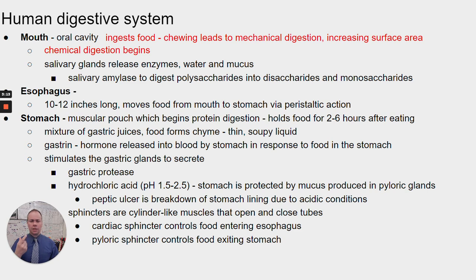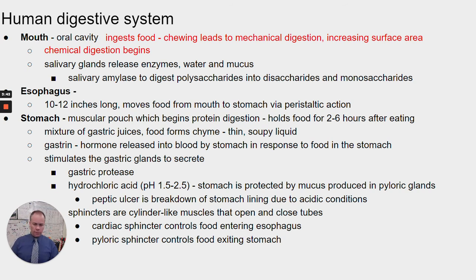If you were to take a cracker, for example, put it in your mouth and chew it up for a long time, keep it in your mouth, allow your saliva to work on it, you're going to notice that the cracker changes from a starchy taste to a sweeter taste over time. That's because these enzymes in our saliva are taking the starch molecules and breaking them down over time. Those enzymes are called salivary amylase.